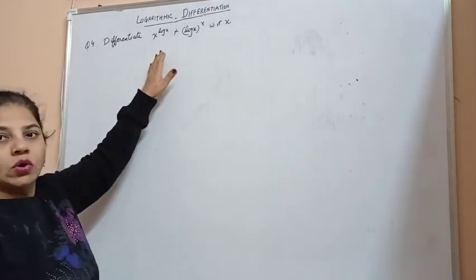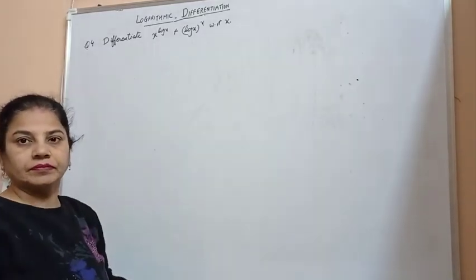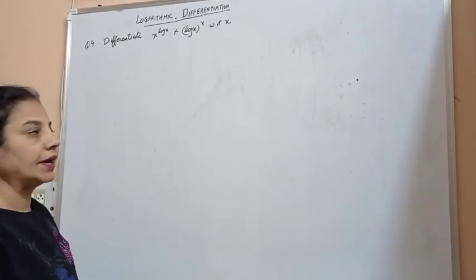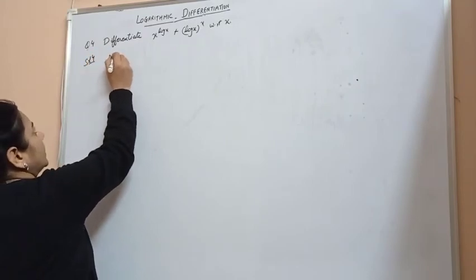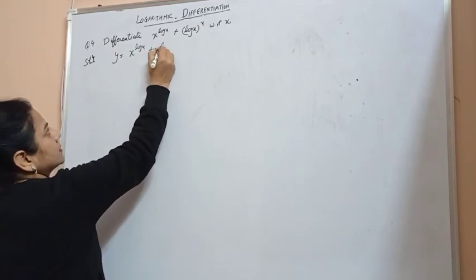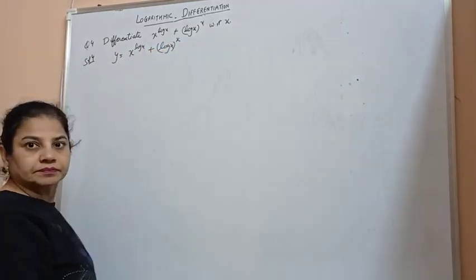Differentiate x to the power log x plus log x to the power x with respect to x. First of all, I will consider this function to be y. So I will say that let y is equal to x to the power log x plus (log x) to the power x.